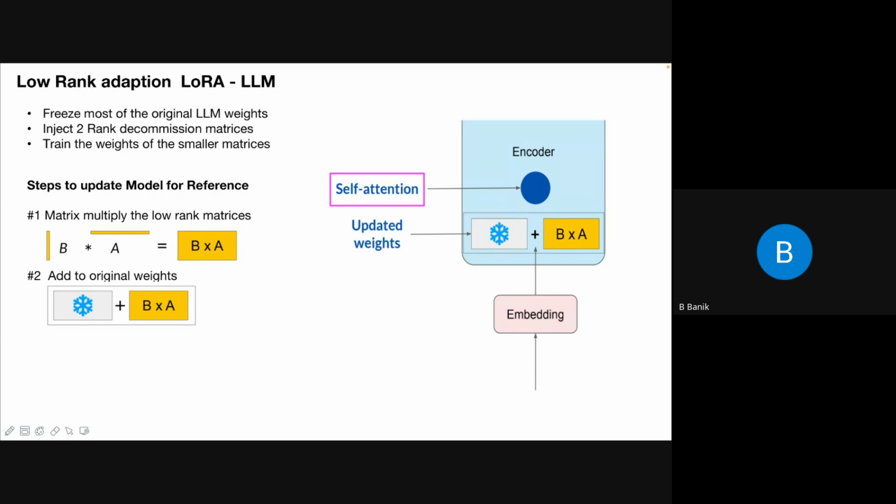And then, this is how they are updating the model, the self attention. I think there is a paper published by Google, Attention Is All You Need. So this is where it is updating weights, the matrix multiplication of the low rank matrix, and then it is adding to the original weights.